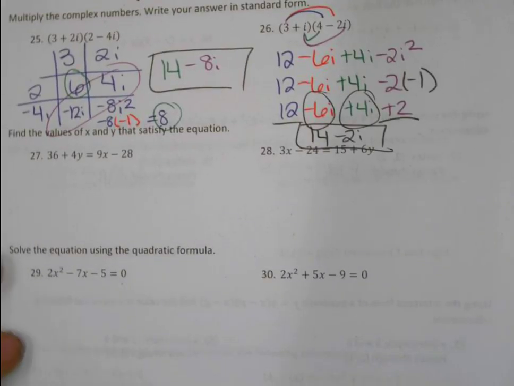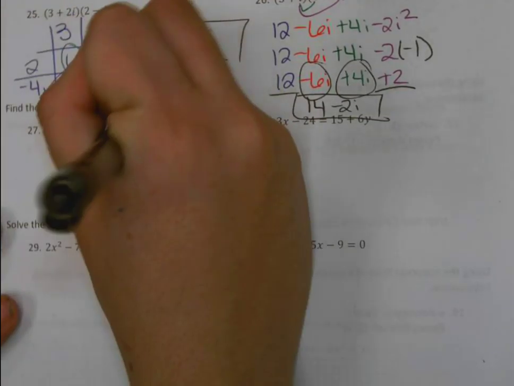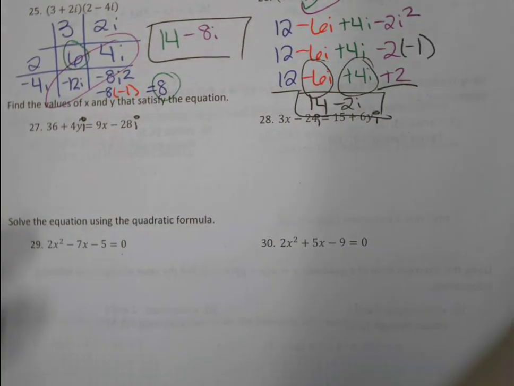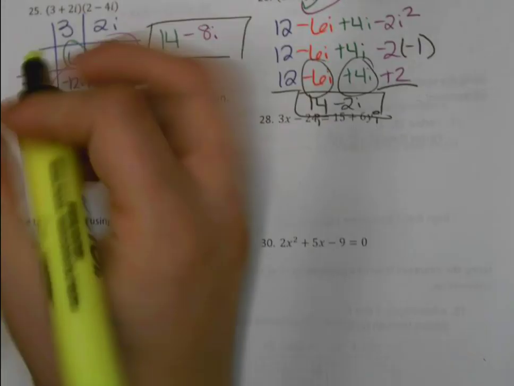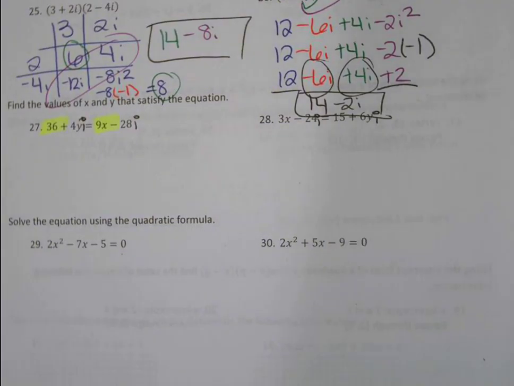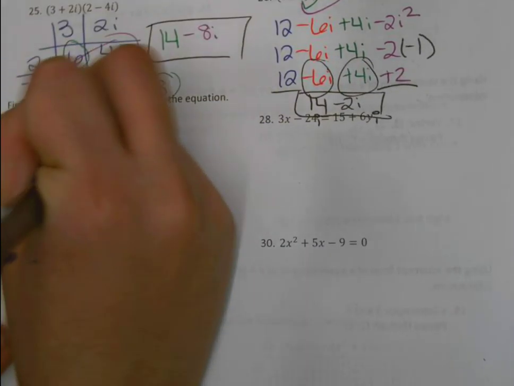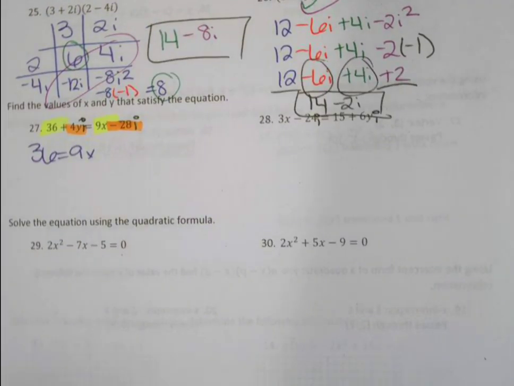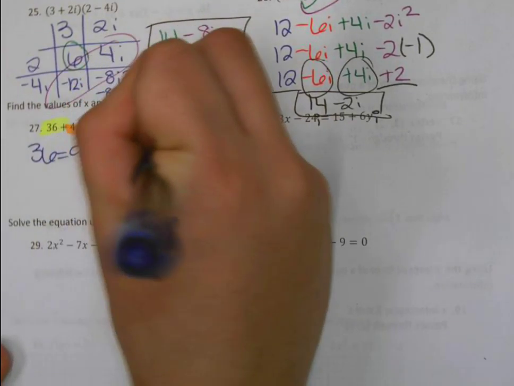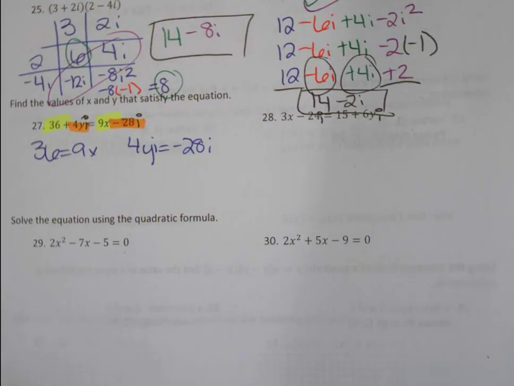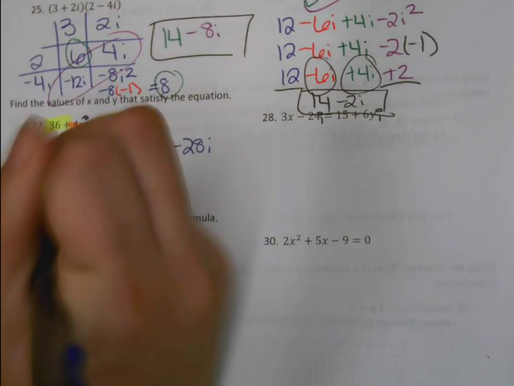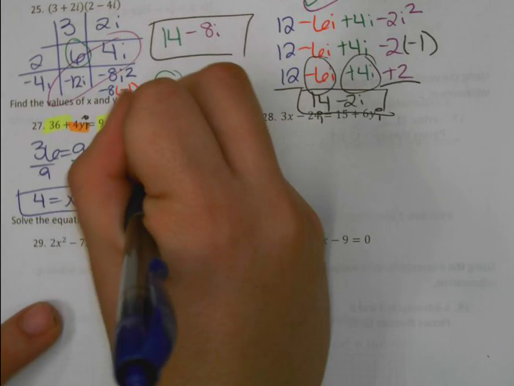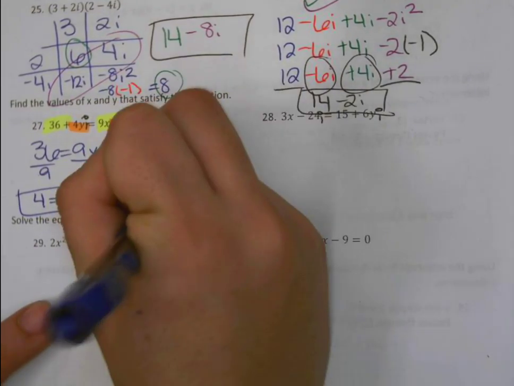Okay, so then on 27 and 28, remember, these forgot the i's, so I have to write the i's in because I forgot them when I made it. So then this one, I just combine the pieces that are the same. So the 36 is going to go with the 9x, and I set those two equal. And then I have 4yi and negative 28i that I'm going to set together. Then I divide by 9 on both sides. I get 4 equals x. And then over here, I'm going to divide by 4i, and I get y equals negative 7.